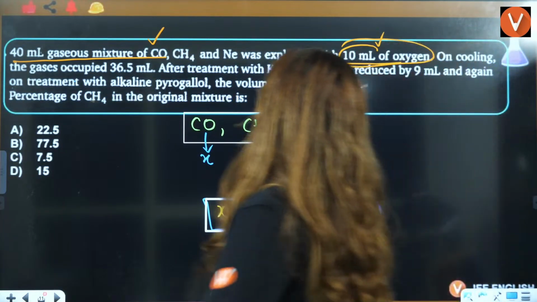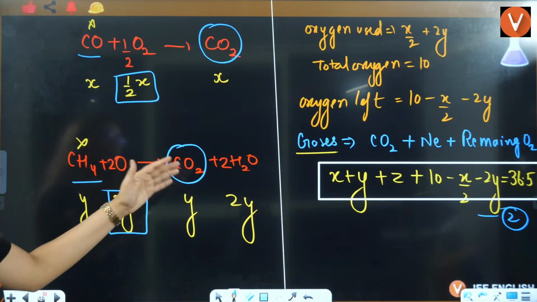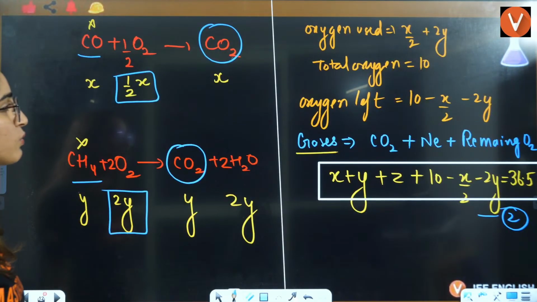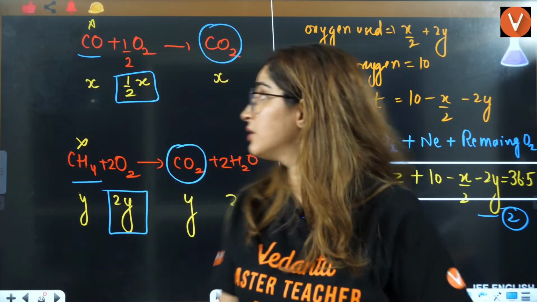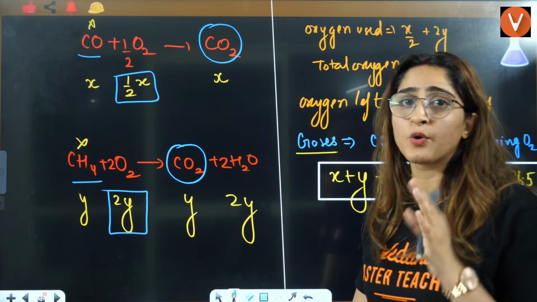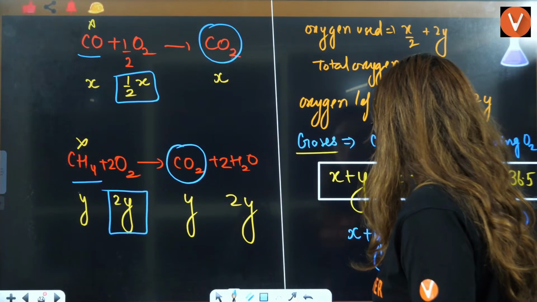Now they are saying after treatment with KOH, after this you treated it with KOH, the volume reduced by 9 milliliter. Now can you tell me, KOH is used by which of the following? CO2 or H2O or neon? That will tell you which will be equal to 9. So, bacha, KOH reacts with this CO and CH4. This you should know that KOH reacts with CO and CH4. That's why the third equation will be X plus Y equals 9.